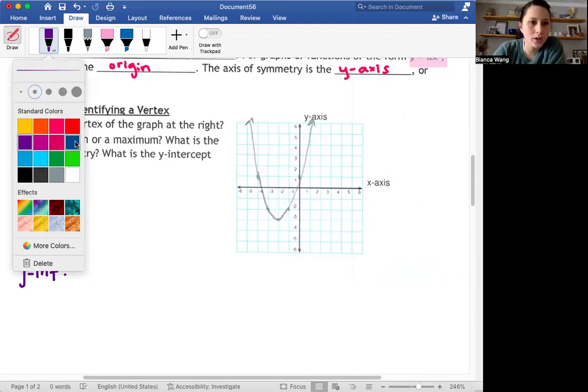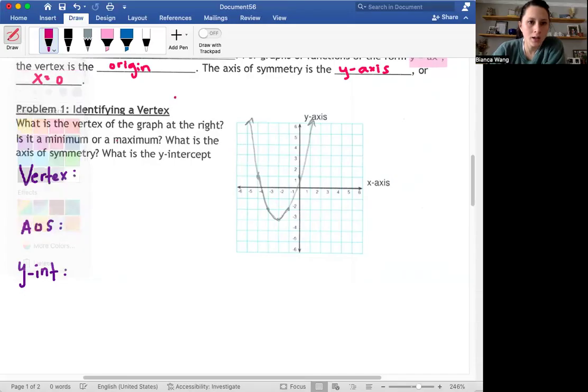And so the big question here is, what is the vertex? So we're just going to identify it. The vertex is right here. It is at -2, -3. So we're just naming the location, -2, -3. And is it a minimum or a maximum? If the vertex is on the lowest point, this is called a minimum.